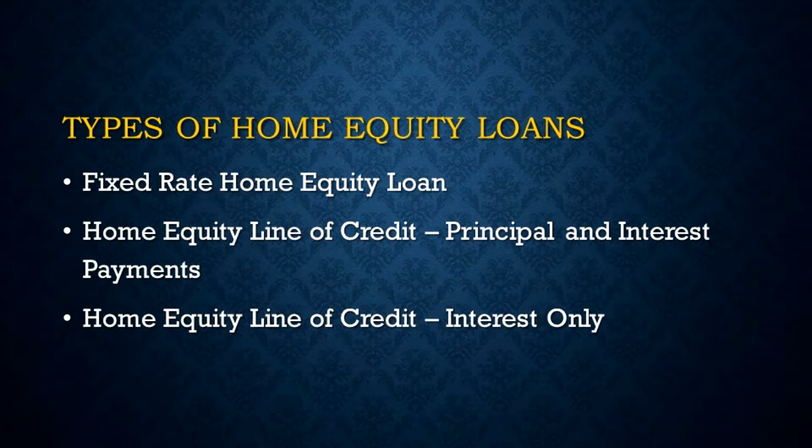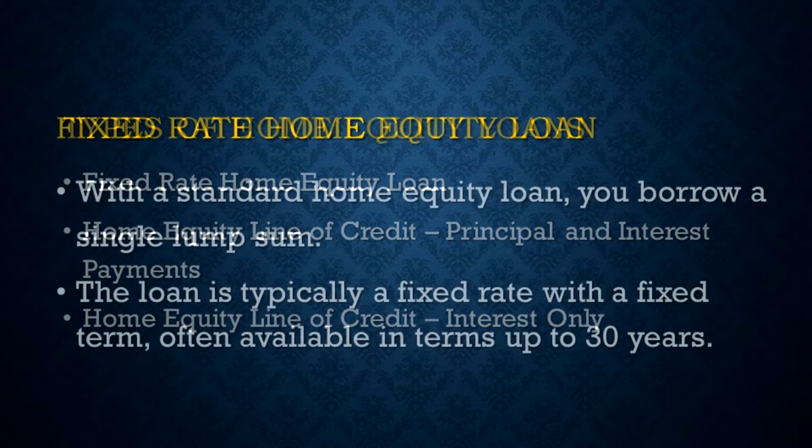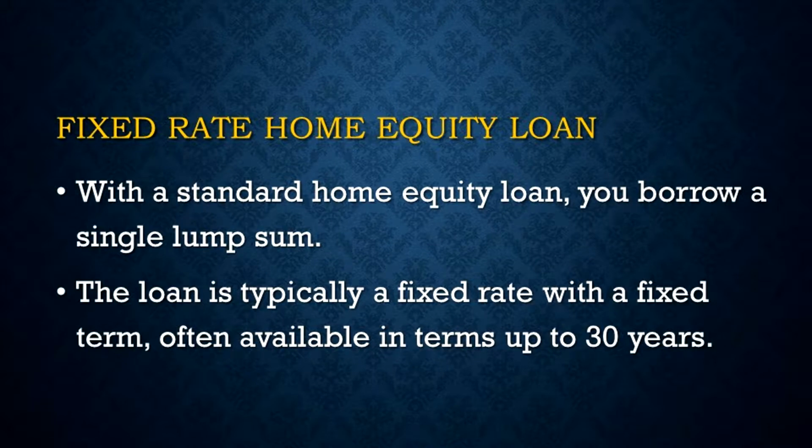Types of equity loans. There are generally two types of equity loans. There's what we call a fixed rate equity loan and then an open-end line of credit. The fixed rate equity loan is usually for a specific term and you borrow a specific amount of money over that term. Most of the time, those interest rates are fixed.